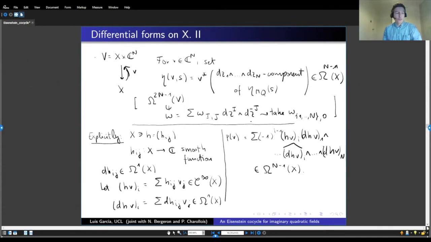And the form I just described to you can be written as just this simple expression. You take P of V conjugate, and you divide by this expression. Okay, so it's given by a completely explicit expression in differential forms in the symmetric space.